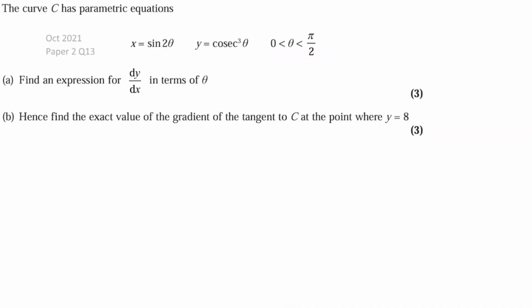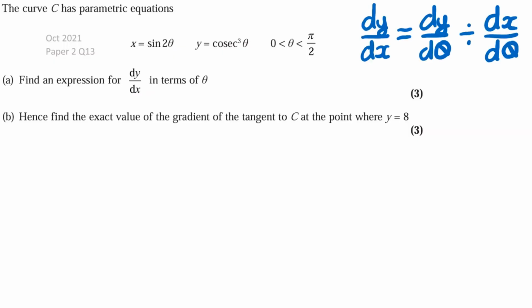Now for this particular question, there's no t, the role of t has been taken over by theta here. So we're going to use the same method as before to find dy over dx, just in terms of theta this time. So dy over dx is equal to dy over d theta divided by dx over d theta. So we first need to find dy over d theta and dx over d theta. If we start with dy over d theta, we need to differentiate this parametric equation here.